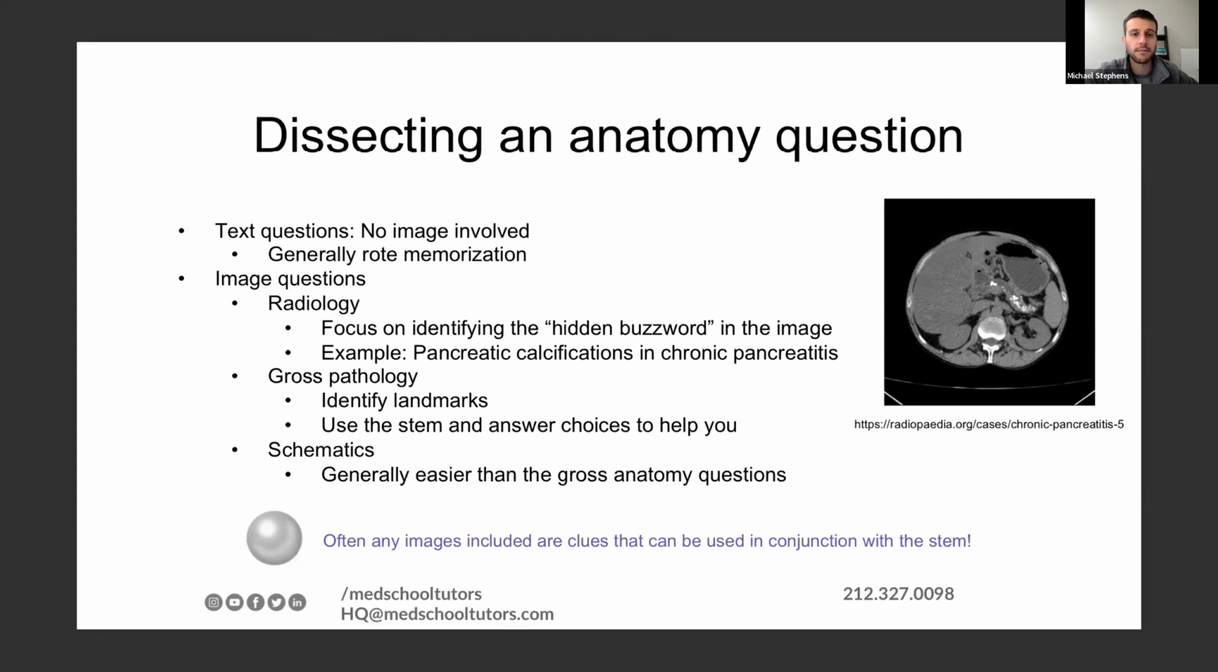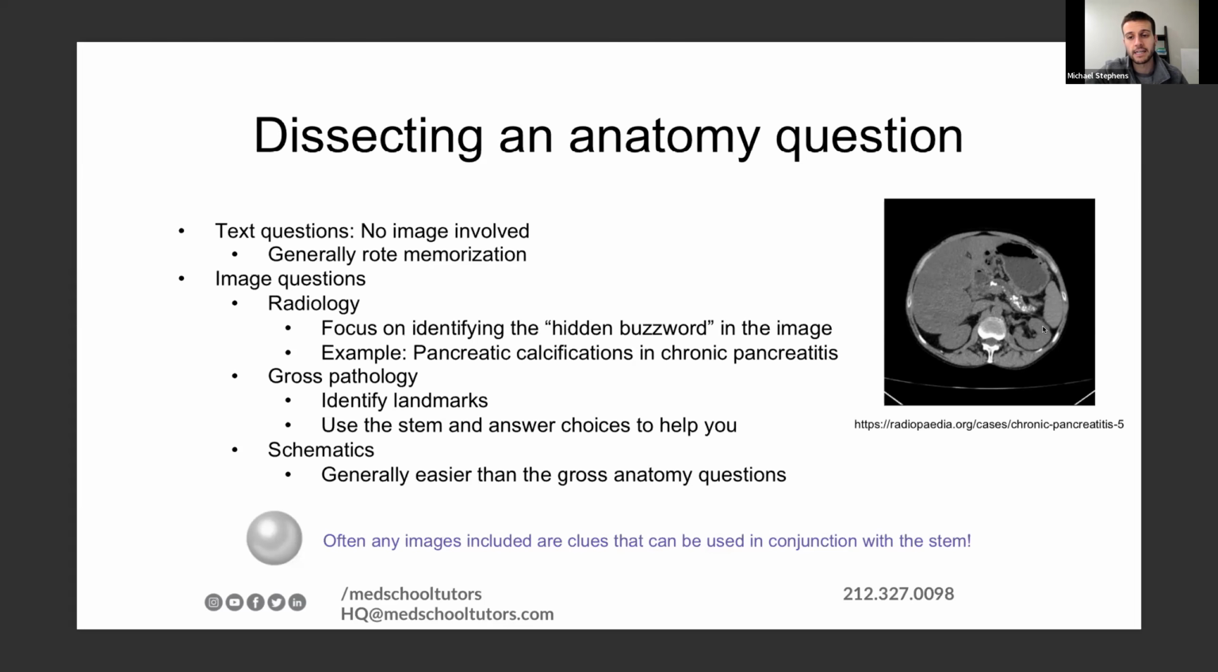I often use this phrase, hidden buzzword. Oftentimes they'll embed something in the picture that you're looking at. It's a cavitary lesion. In this case of chronic pancreatitis, you see these pancreatic calcifications. There's something in the imaging that they're including to help tip you off to a diagnosis. You have to have a sense of what you're looking at. So in this example of chronic pancreatitis, you see these brighter spots. You need to first know that that's not typical for what we would be expecting. You need to know that you're looking at the pancreas right there and have a sense of where anatomically this abnormality that you've detected would be, like what would be living there.